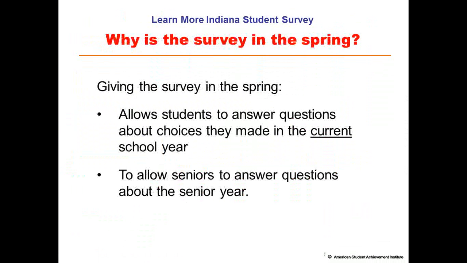The reason we're giving it in the spring is because we're asking students about the choices that they made this year. If we gave the survey in the fall, we'd have to be asking students about the choices that they made in the previous year, and we found that when we did that at one time, we didn't feel that the results were reliable, that kids got mixed up, they didn't know if we were talking about this year or last year, they couldn't remember.